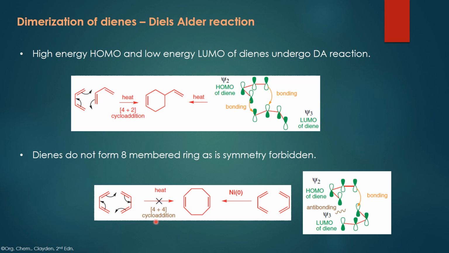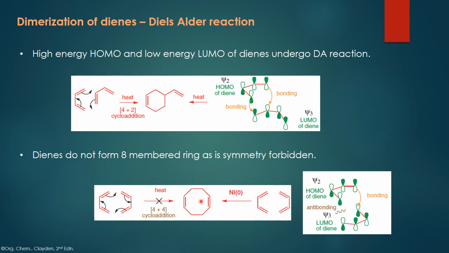But what happens with a 4+4 cycloaddition? Here also the HOMO of one diene interacts with the LUMO of the other diene. The HOMO of one diene is Psi2 and the LUMO of the other diene is Psi3, and they interact through 4 carbon atoms. Both butadienes act as a 4-pi system, and we can see that one interaction is bonding but the other is anti-bonding. So this reaction is not favored. The dimerization of diene is unfavored under thermal condition via 4+4 cycloaddition.